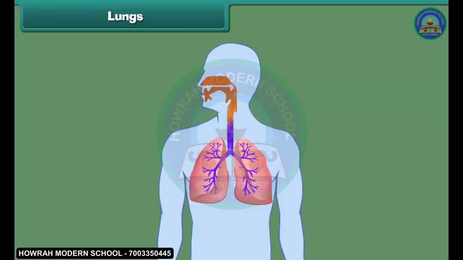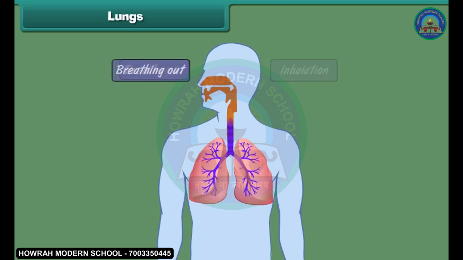Lungs. All living organisms breathe in and breathe out air. Breathing in is known as inhalation. Breathing out is known as exhalation. Once inhaled, the air reaches the lungs. In the lungs, it is exchanged for impure air, which is then exhaled.